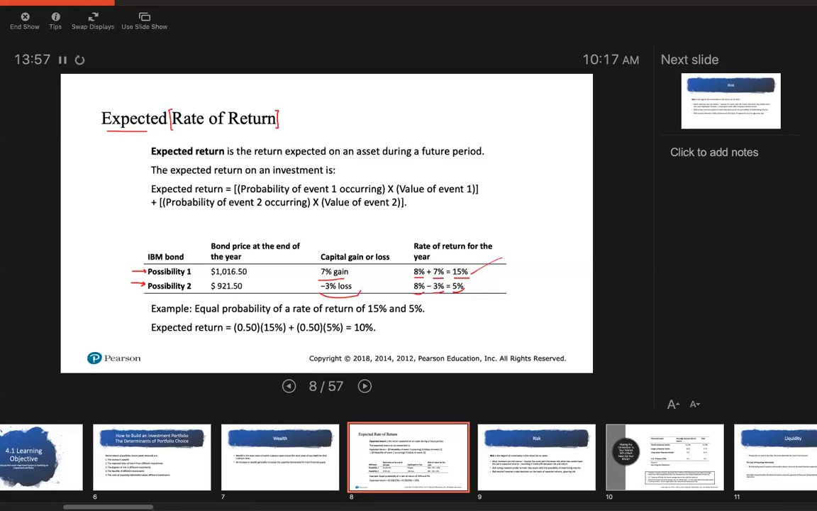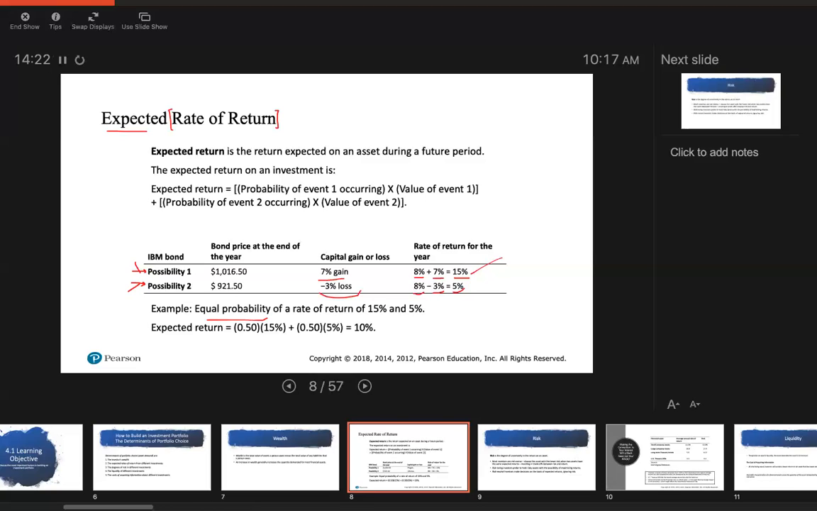But we can talk about expected returns, where we think about what happens on average, right? And that depends on the probability: what is the likelihood that I end up in the state of the world in possibility one versus the probability that I end up in possibility two? Suppose we take the simplest case, where there's an equal probability.